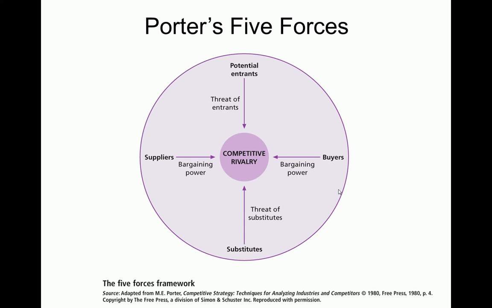Typically, Porter's concept is drawn out like this. You can see that the threat of entry, the bargaining power of buyers, the threat of substitutes, and the bargaining power of suppliers are all ranged around the outside of competitive rivalry. And the arrows pointing in towards competitive rivalry indicate that those 4 forces, although independent of each other, all have an influence over the level of rivalry.